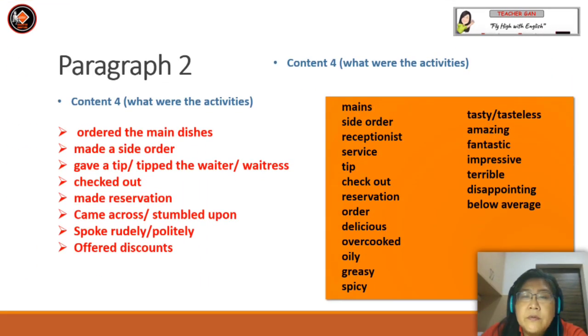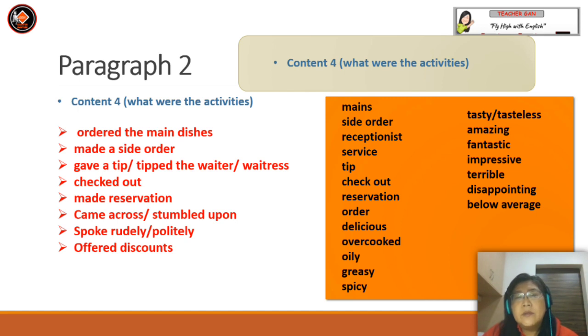We have paragraph 2. Remember that for paragraph 2, we are writing content 4. What were the activities? Okay, before that, you must look at the vocabulary. We can use some restaurant vocabulary like main, side order, receptionist, service, tip, checkout, reservation, order, delicious, overcooked, oily, greasy, spicy, tasty, tasteless, amazing, fantastic, impressive, terrible, disappointing, or below average.